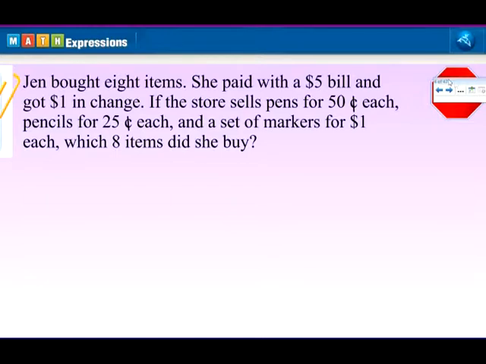First of all, let's understand what the problem is asking. We know she paid with a $5 bill and she got $1 back in change. She did spend how much? She spent $4. So we need to figure out what she spent, but she spent it on 8 items. We need to have our 8 items.